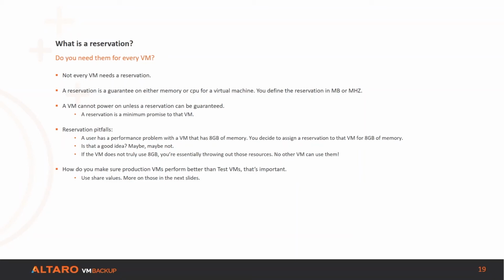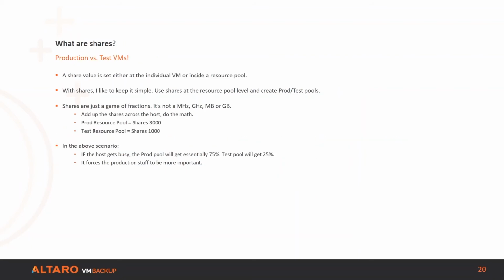And then, how do you make sure that production VMs perform better than test VMs? Honestly, resource pools are a good use of that. If you have a mixed environment, you can use these things called share values. What share values do is make sure that one group of VMs is running better than the other group of VMs.